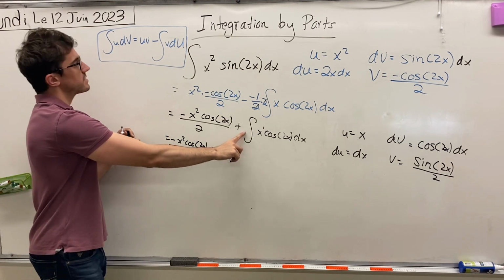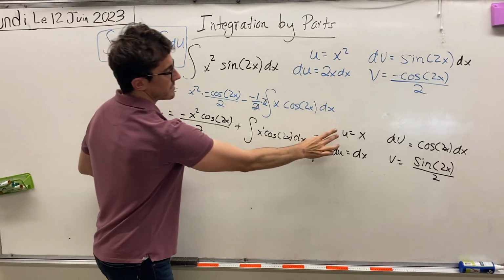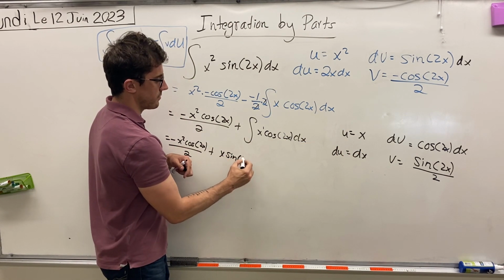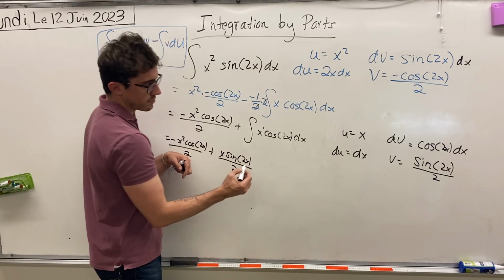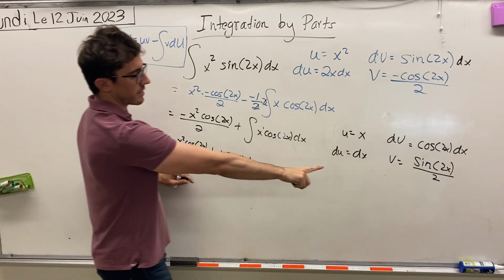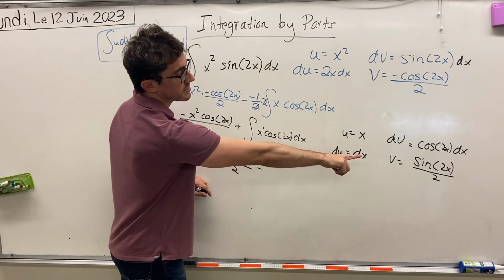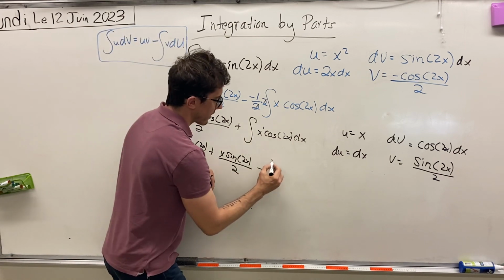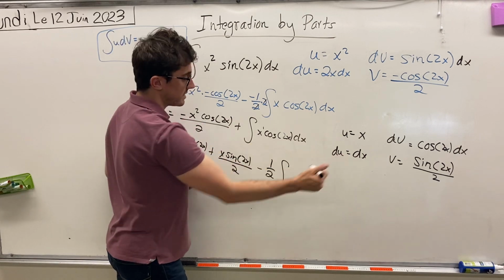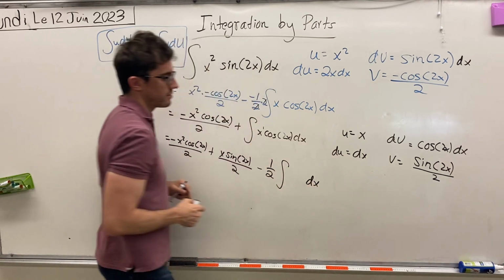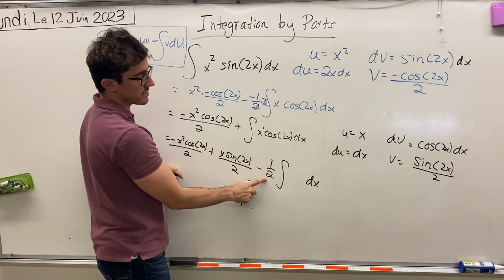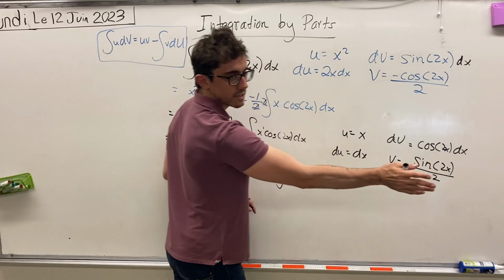And so this integral will be u times v, so that's x times sine of 2x all over 2, minus the integral of v du. V is sine 2x over 2. I'm going to pull the factor of 1/2 up front, and we'll have the integral. Du is simply dx, so that's going to be easy to deal with. And the rest of the v, the 1/2 is already up front, so we can ignore the denominator.